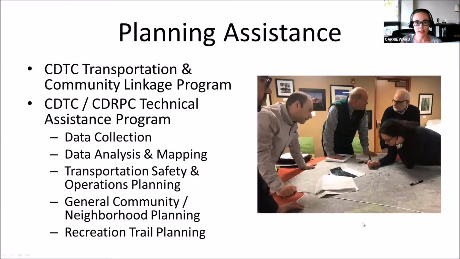All right, so in general at CDTC, we have two main programs to provide planning assistance. The Transportation and Community Linkage Program provides funding for local governments to prepare community-based transportation and land use plans consistent with Nuvisions 2050 planning and investment principles. And then we have a technical assistance program that has a rolling deadline and is for small scale planning needs, such as data collection, data analysis, transportation safety and operations planning, general community or neighborhood planning, and also recreational trail planning.